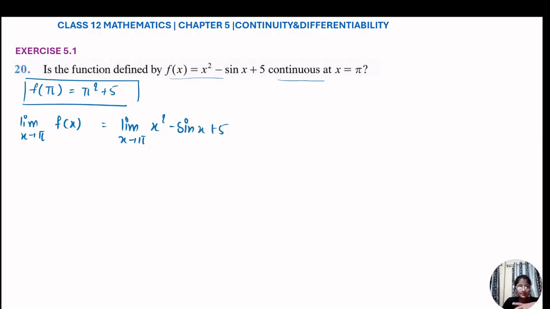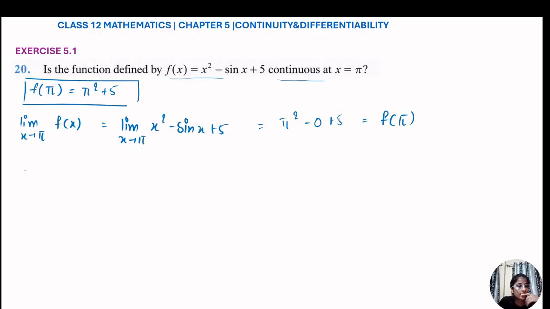Now, it's easy to find the limit, right? Because it's just pi square minus sine pi, that is nothing but 0, plus 5, that is nothing but our f of pi. I can easily write the limit if you guys know. But if you think that it's hard for you to find the limit like this, I can give you another way.